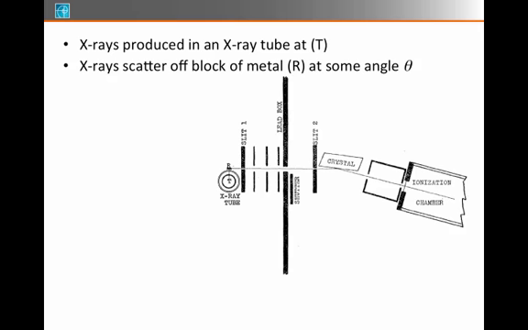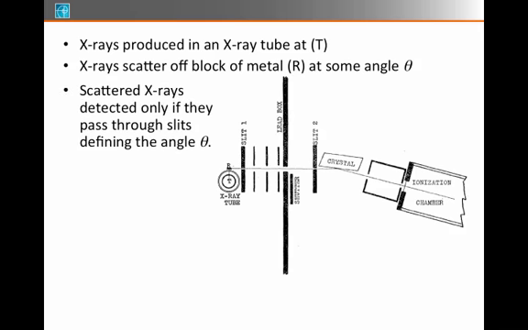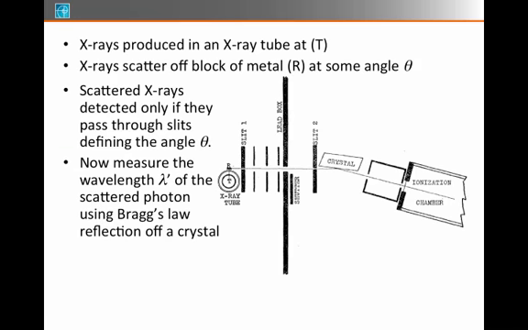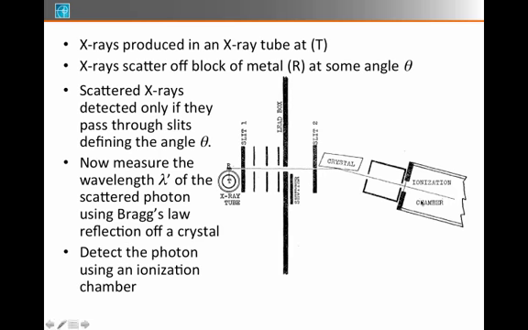the scattered X-rays at a particular angle theta were then made to pass through a set of slits that would define that angle theta. After passing through the slits, Compton measured the wavelength, lambda prime, of the scattered photon. He did that using Bragg's law and reflection off of a crystal, shown right here. So remember that Bragg's law will tell you the wavelength of an X-ray passing by here, as long as you see the angle off of the crystal for which there's a constructive interference. He then detected this photon in his ionization chamber down at the far right hand corner of this picture.